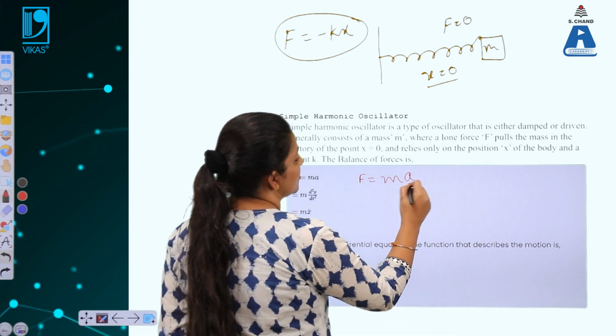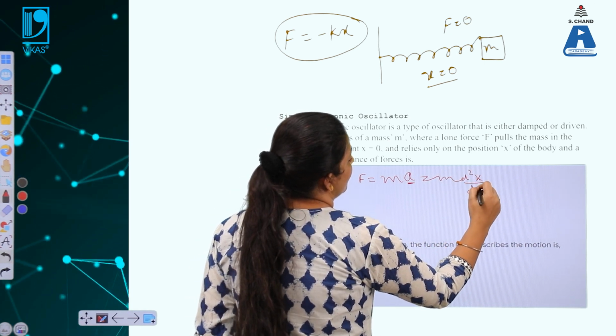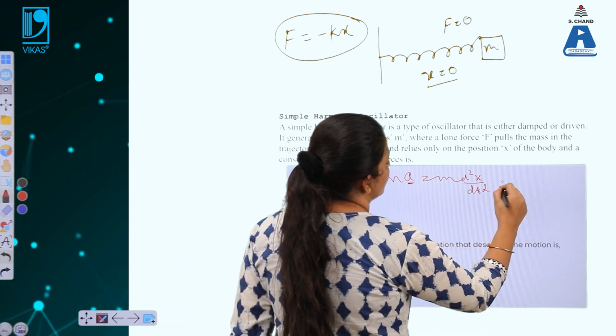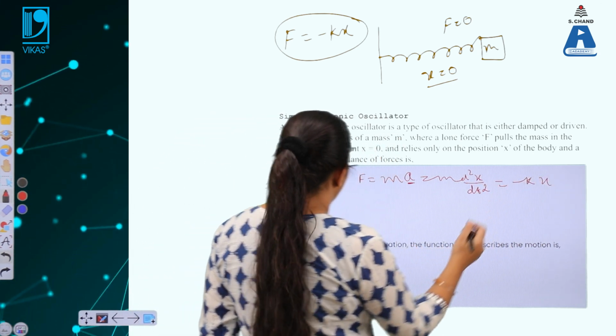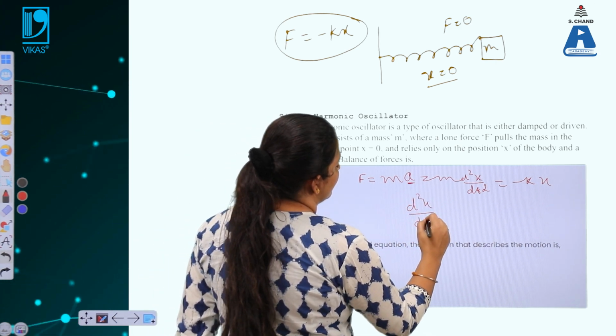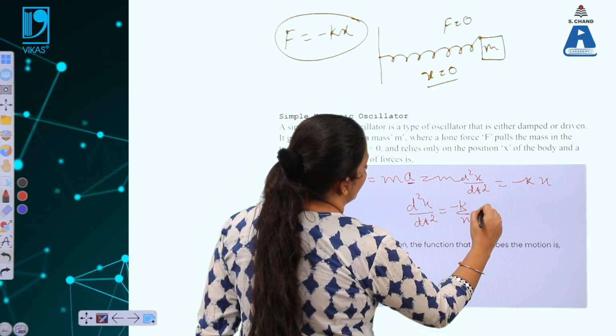So now acceleration can be represented as d square x by dt square. Now we know that it is given by this relation, that is equal to minus k into x. So d square x by dt square can be written as minus k by m into x.